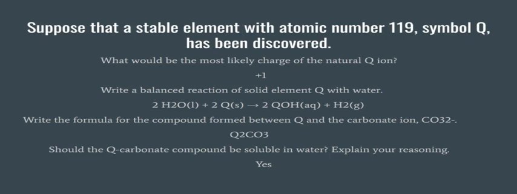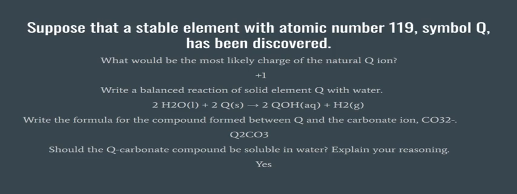The next question was to write a balanced reaction of solid element Q with water. We said it would be 2Q(s) + 2H2O(l) → 2QOH(aq) + H2(g). So you're reacting Q with water, and you know the left side of the equation is going to be Q plus H2O. Then it's going to turn into Q hydroxide and hydrogen gas, which is H2.